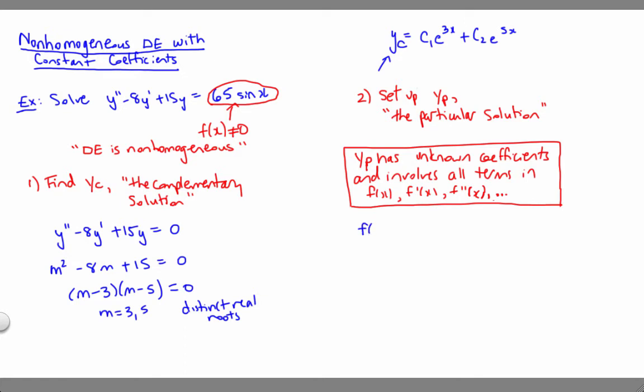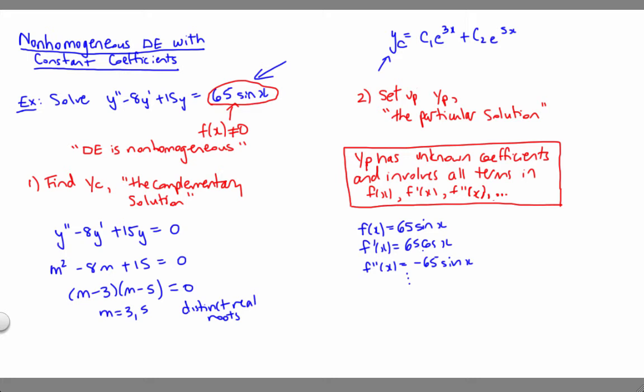So I would start by recalling what our f of x is. Remember, f of x is just the symbol we're using for our function of x on the right side of the DE. So in this example, it's 65 sine x. And let's calculate the first few derivatives. So f prime of x would be 65 cos x. F double prime of x would be minus 65 sine x. And we could keep going here. If we keep taking derivatives, we would get sine and cosine terms. And the coefficients would either be 65 or negative 65. Okay, so I'll write dot, dot, dot, and we could imagine continuing this process here.